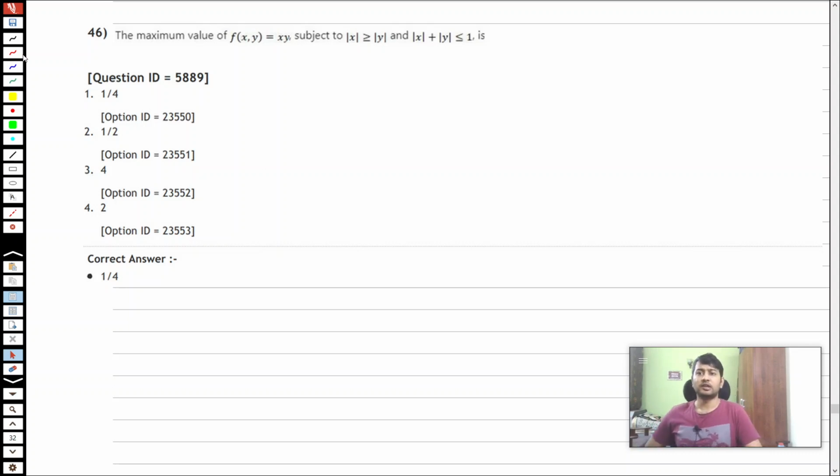The maximum value of xy subject to mod x greater than equals to mod y and mod x plus mod y less than equals to 1.